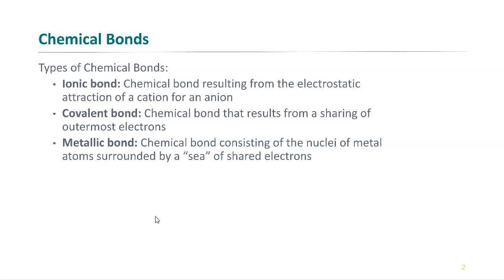Metallic bonds are something we haven't talked about yet. We've talked about metallic properties, things like shininess, electrical conductivity, heat conductivity, malleability, ductility, that kind of stuff. But we really haven't talked about what makes a metal metallic in the first place, other than it's on the left-hand side of the periodic table.